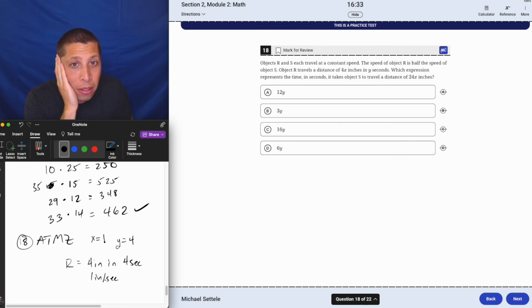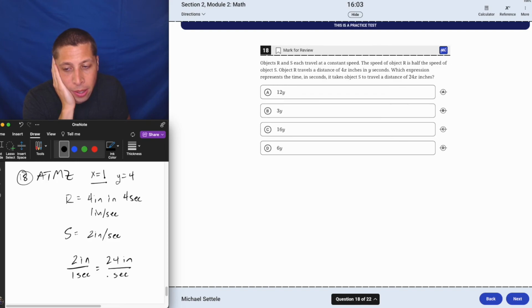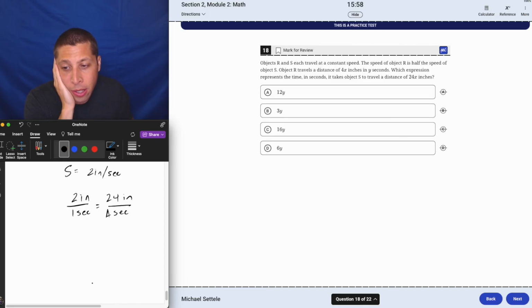Meaning it goes 1 inch per second. So that's object R. The speed is half the speed of object S, meaning object S will go 2 inches in a second. Which expression represents the time in seconds it takes object S to travel a distance of 24 inches? So if S goes 2 inches in 1 second, and it's going to go 24 inches, because x is 1, then how many seconds is that? So let's go A seconds, whatever. So that would be what?